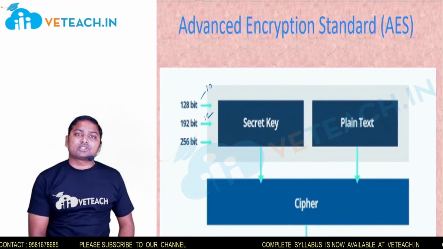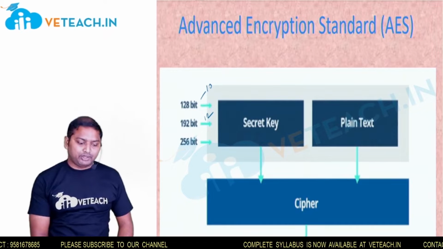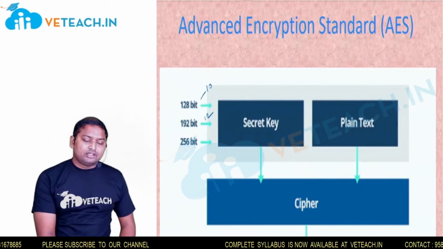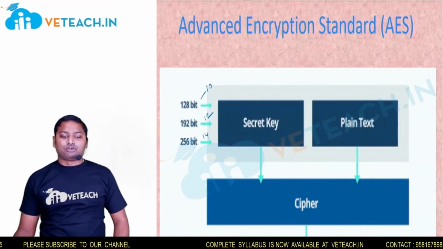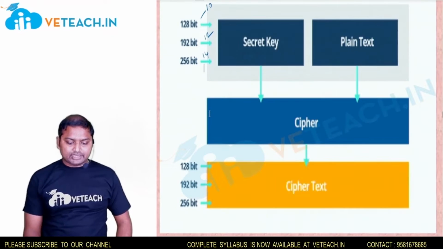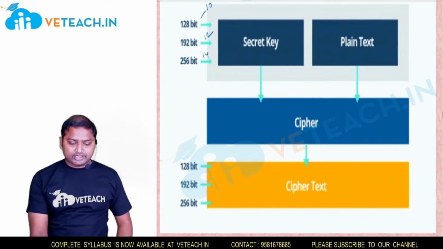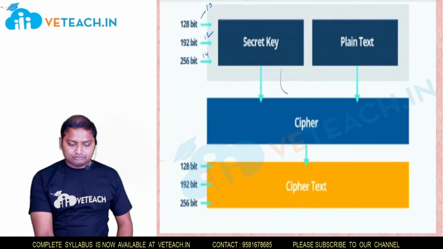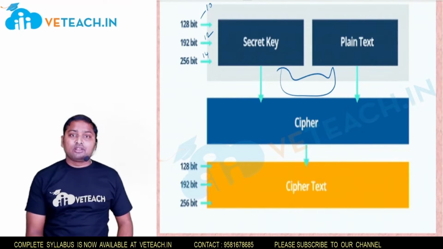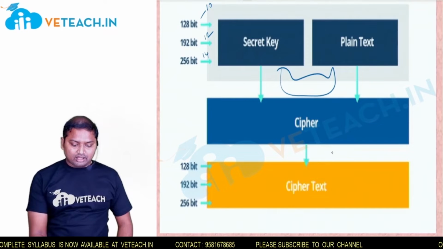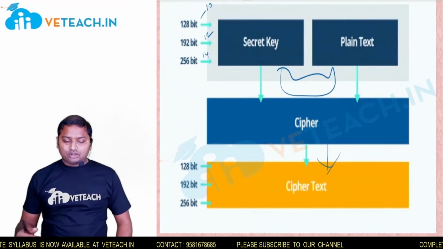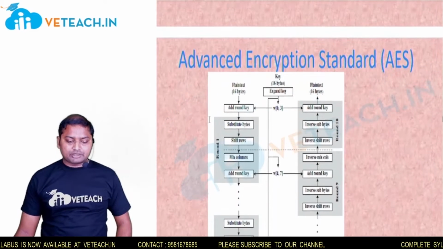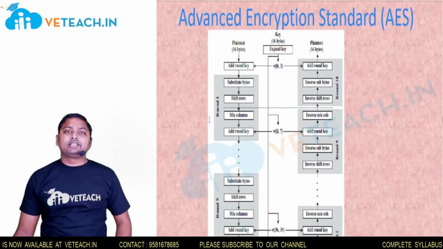If my plain text is 192 bit, it is 12 rounds. If it is 256, it will generate 14 rounds. So here I am taking the secret key and the plain text, and I am implementing the different rounds. Finally I will get the cipher text. Now we will go in depth. What is the encryption and decryption process of AES?